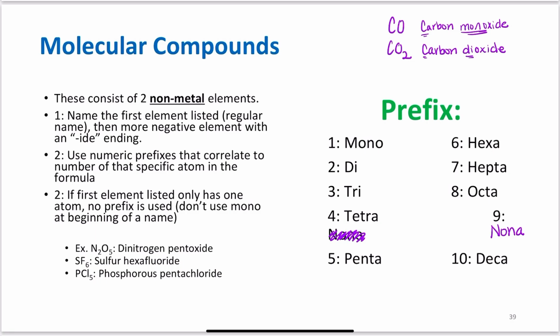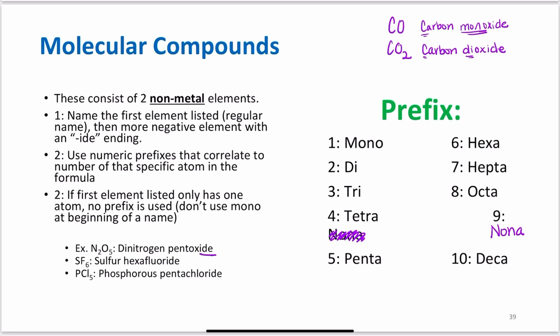So for example, N2O5, I have 2 nitrogens, 5 oxygen. I call this dinitrogen pentoxide. SF6, I've got 1 sulfur, 6 fluorine. It would be sulfur hexafluoride. No mono in front of that sulfur. PCl5, I've got 1 phosphorus, so I'm going to say phosphorus, not monophosphorus, just phosphorus. And then 5 chlorines, pentachloride.